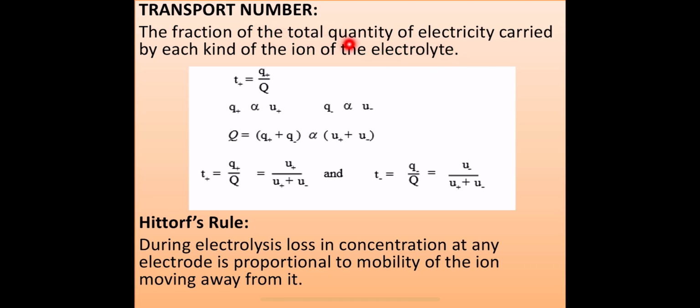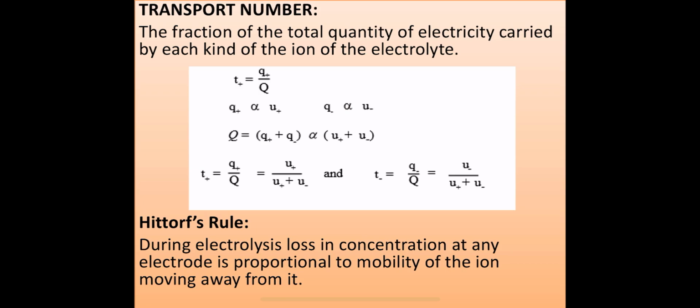What does the transport number define? Transport number defines the fraction of total quantity of electricity. Here it is represented as T plus and T minus. T plus is the total quantity of electricity which has been carried by the positive ion, the cation, and T minus is the total quantity of electricity which has been carried by the anion. This is how we define the transport number.